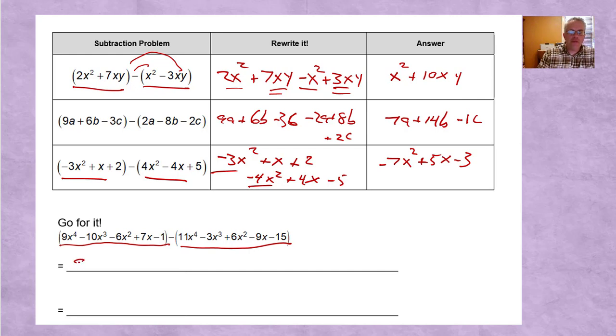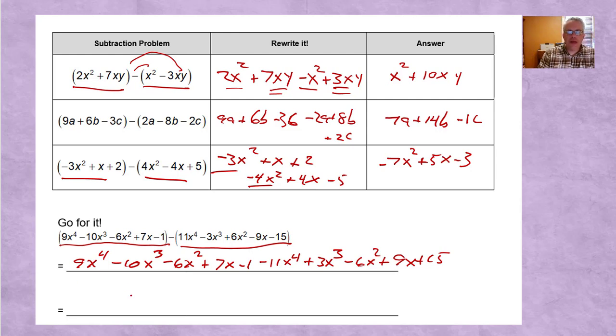So we have the first one, 9x to the 4th minus 10x cubed minus 6x squared plus 7x minus 1. Wow. Minus 11x to the 4th. Minus a minus 3 would be plus 3x cubed. Minus 6x squared. Minus a minus 9x would be plus 9x. And minus a minus 15 is plus 15.